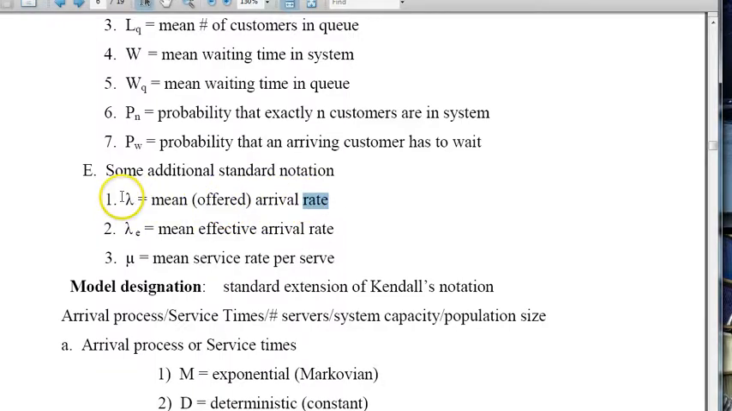So the mean time between arrivals would be 1 over lambda. Same thing, the mean service time would be 1 over mu. We'll talk about this later.